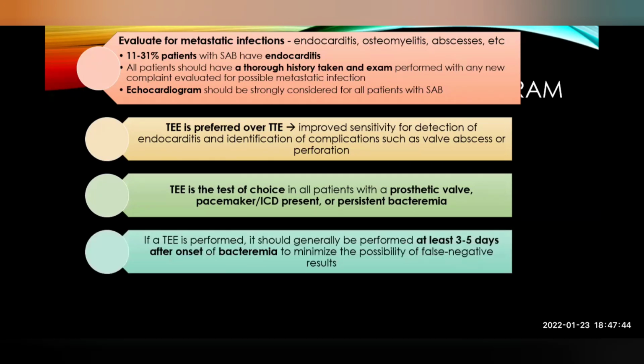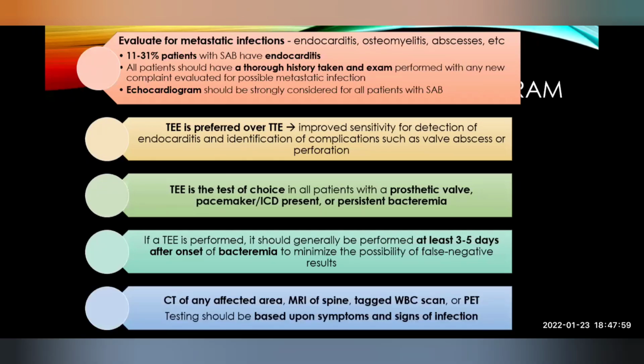And when should you plan this TEE? It is 3 to 5 days after the onset of bacteremia. So on the 3rd day or the 5th day of the persistent bacteremia, you can plan for TEE. Why? To minimize the risk of false negative results. And apart from this echocardiogram, what else should you do? If TEE is negative, what else will you do? CT of the affected area to look again for the persistence of the infection, MRI of the spine, PET scan. And again, the choice of the investigation will depend upon the initial signs and symptoms of the patient.